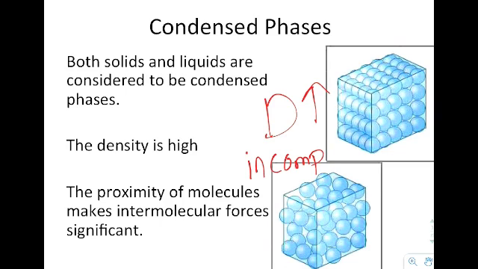You can't take a liquid and squeeze it together. You can't apply pressure here and have the molecules fit together better. So the proximity of the molecules makes the intermolecular forces significant. So when you look at this, you can say, in the solid phase, these two molecules are very close to one another, and because of that, there is an intermolecular attraction between the two. So the condensed phases tend to have the greatest intermolecular forces.